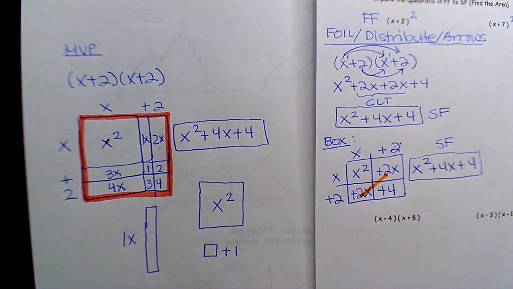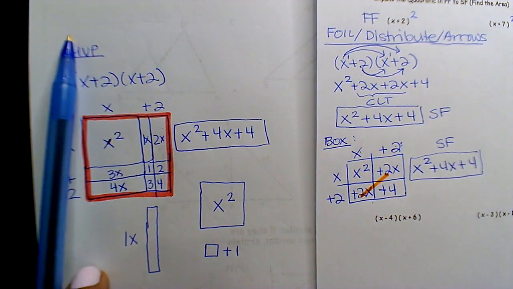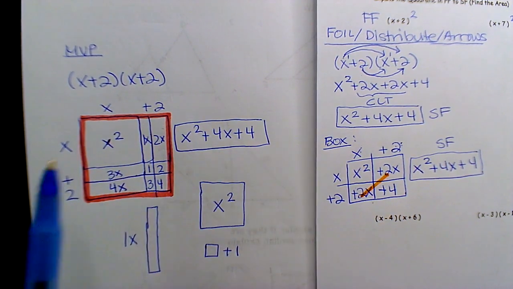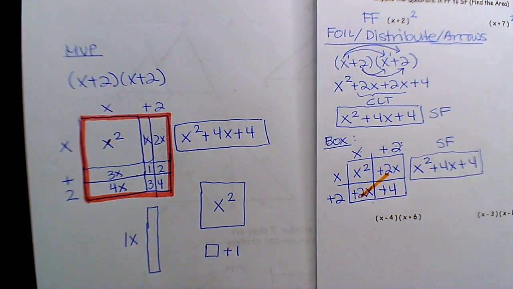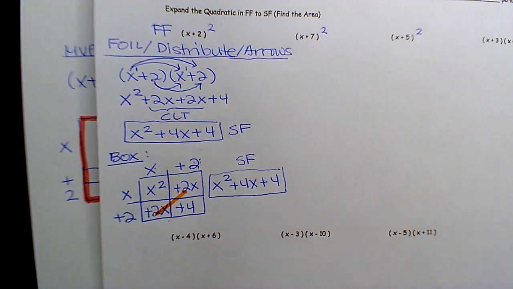All right, those are the 3 ways. Your packet is pushing this one here. That's why I call it MVP. Again, you pick your method. You only have to solve it one way. You don't have to do all 3. Okay, take a few minutes, try the second one, and then I'll solve it. Okay, let me stop this video.